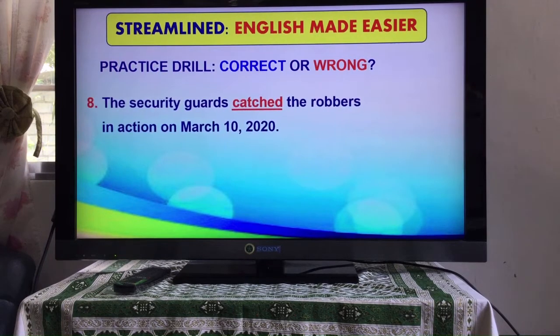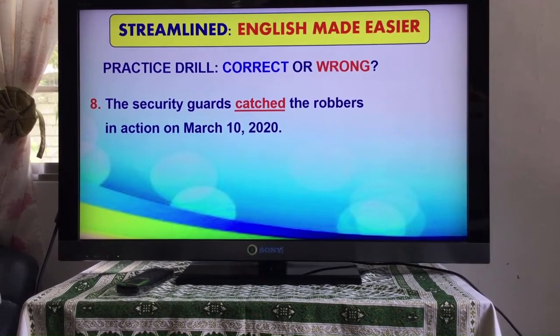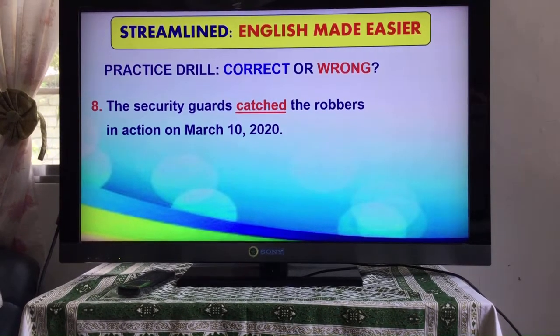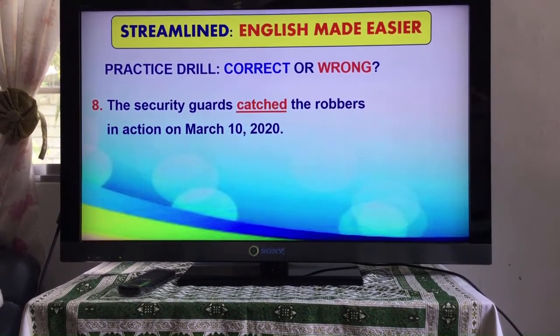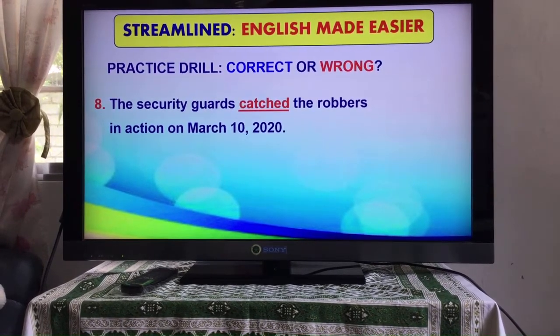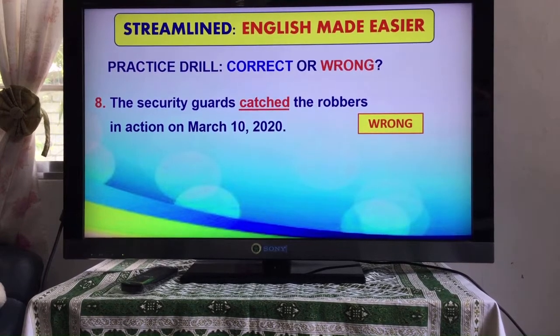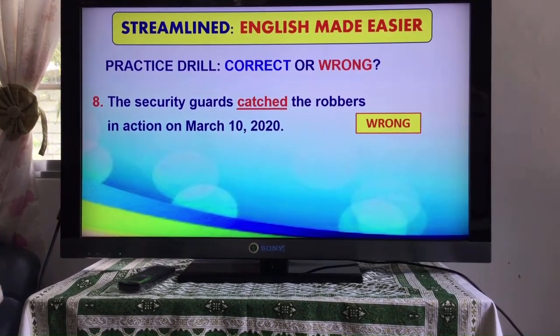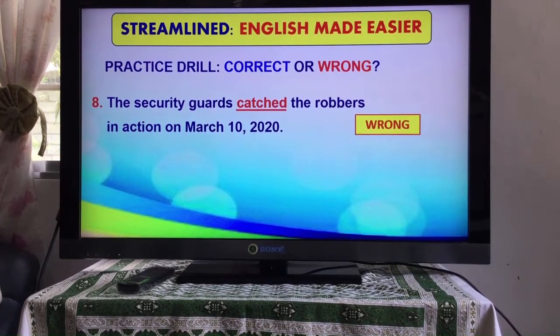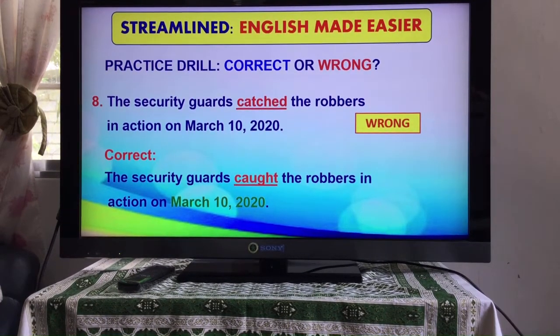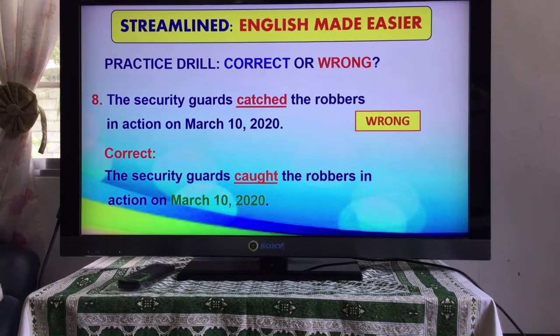And last but not the least, number 8. The security guards catched the robbers in action on March 10th, 2020. Look at the form of the past simple verb. Is that correct? It is wrong. Catch is an irregular verb. We cannot just add ed to change it into the past simple form. The correct answer is caught. The security guards caught the robbers in action on March 10th, 2020.